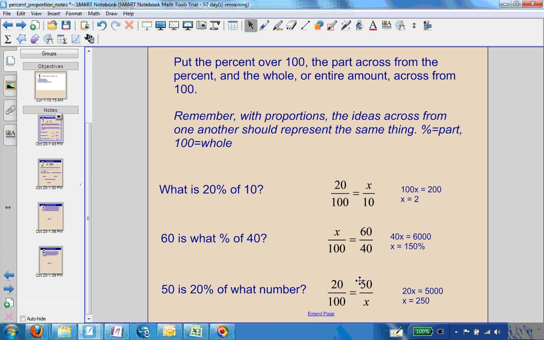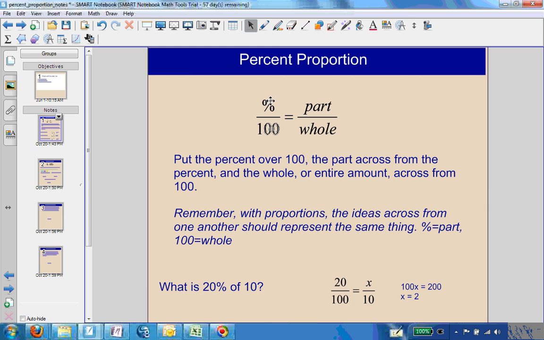Now I'd like you to stop and look at these three problems. I have actually given you an example of the three different types of problems that you'll run into with percent proportions. You could be looking for the percent, you could be looking for the part, or you could be looking for the whole. The part goes with the word is. What is? So we had an x in this first example. The whole is your total, or your of. So in your first example, of 10, that was your whole. And of course the percent is the number that goes with percent. So in your first example, 20%.